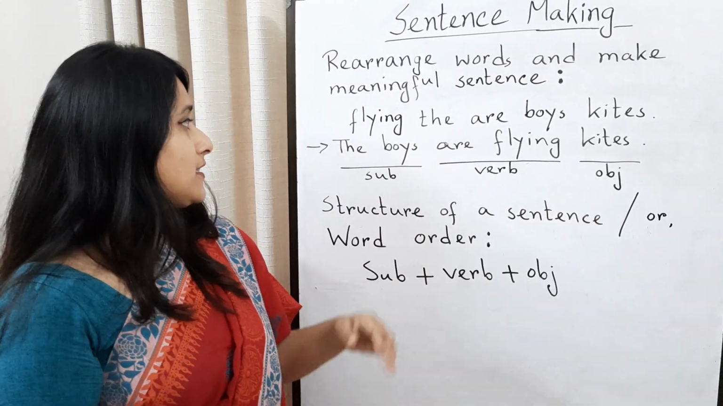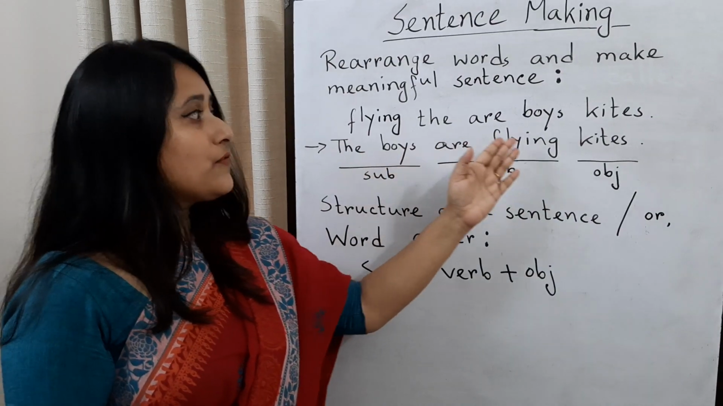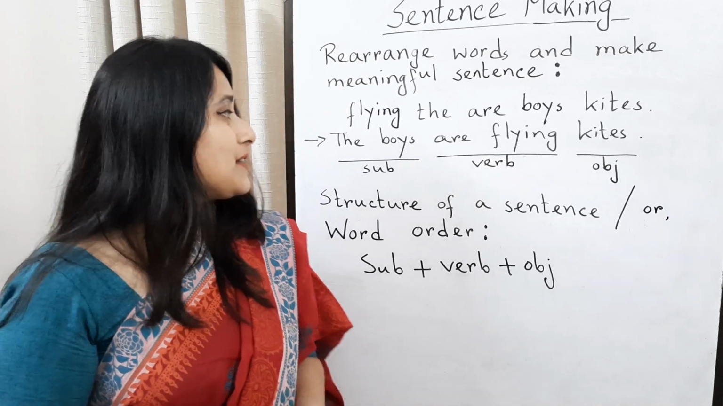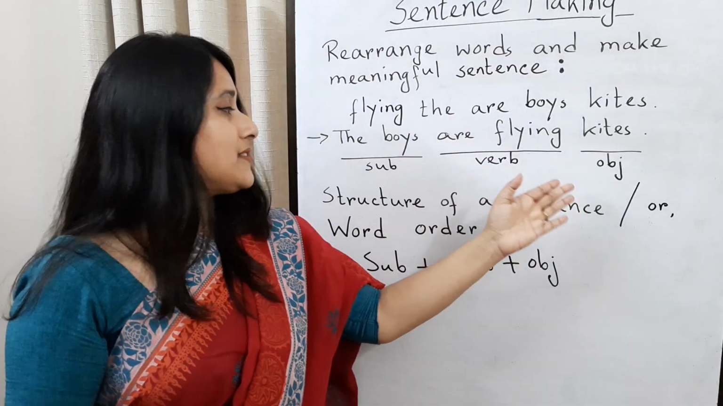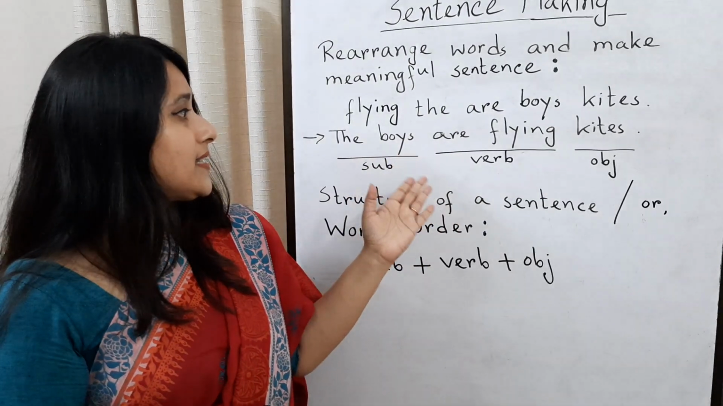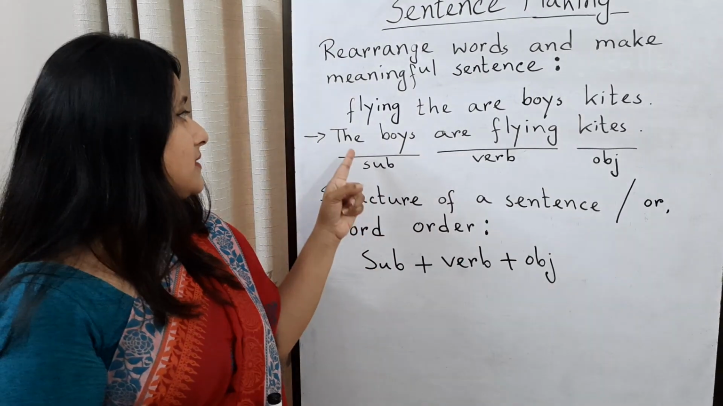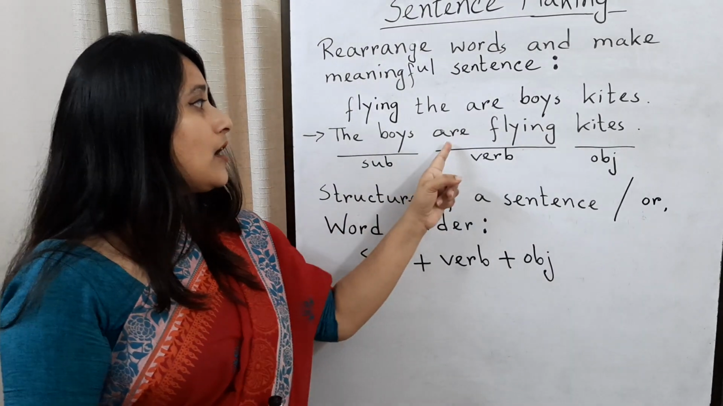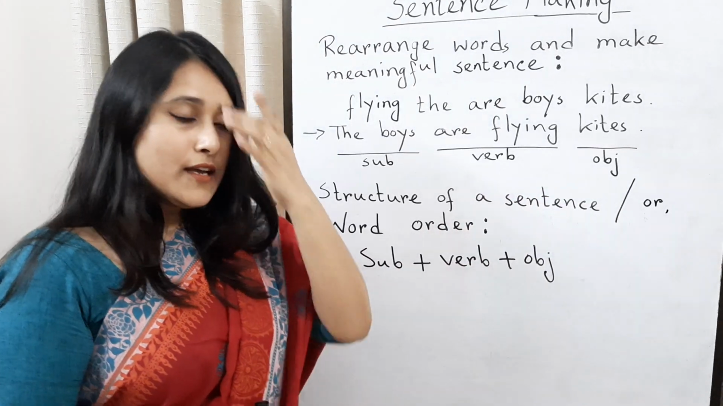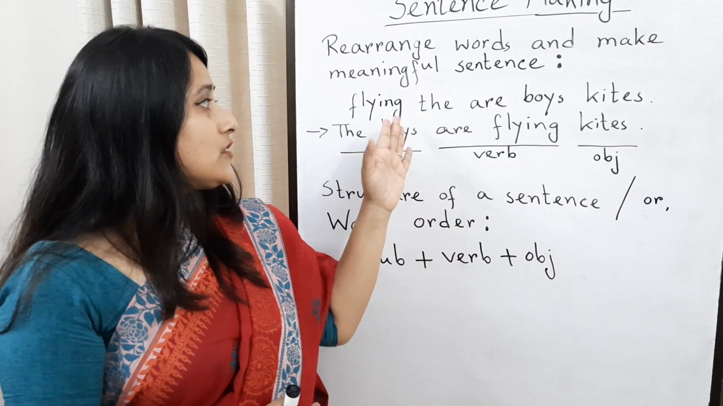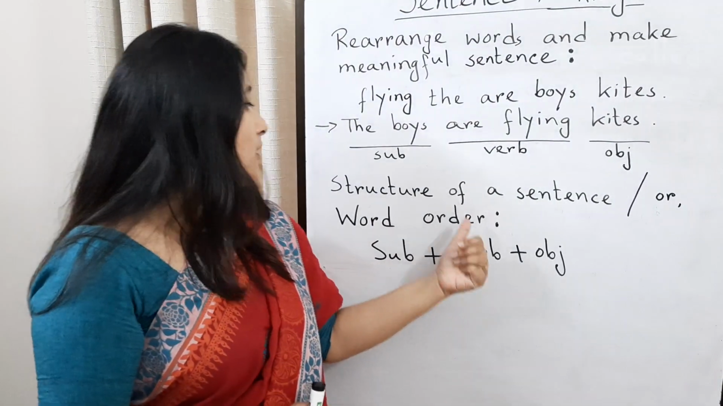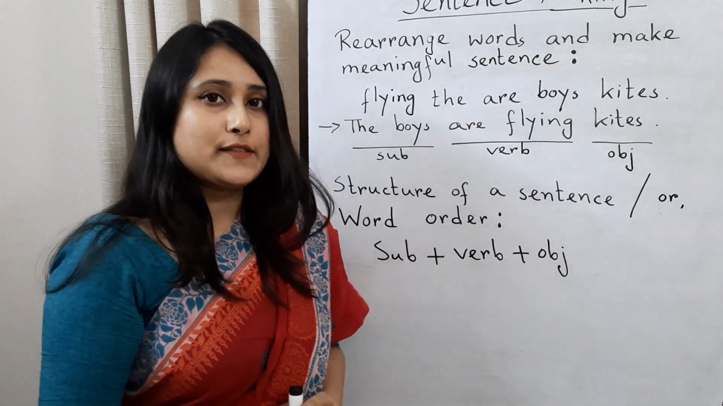And if we write, the boys are flying kites, now it makes some sense. The boys are flying kites. And here we can see some factors. That means the boys is the subject, are flying is the verb, kites is the object. So we have to rearrange these words according to some word order or structure of a sentence.